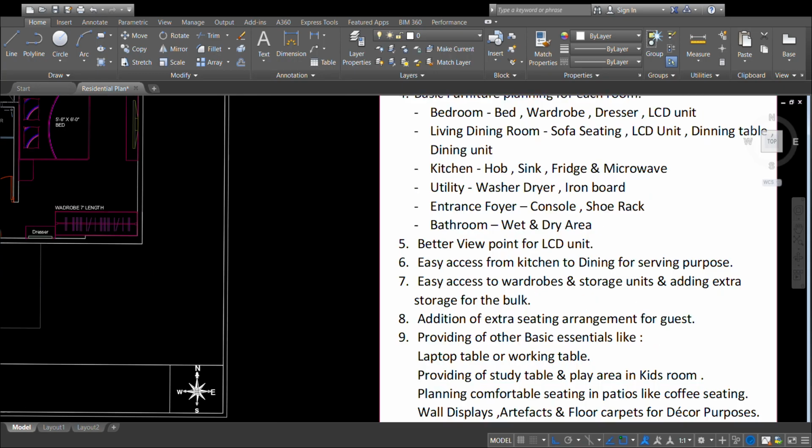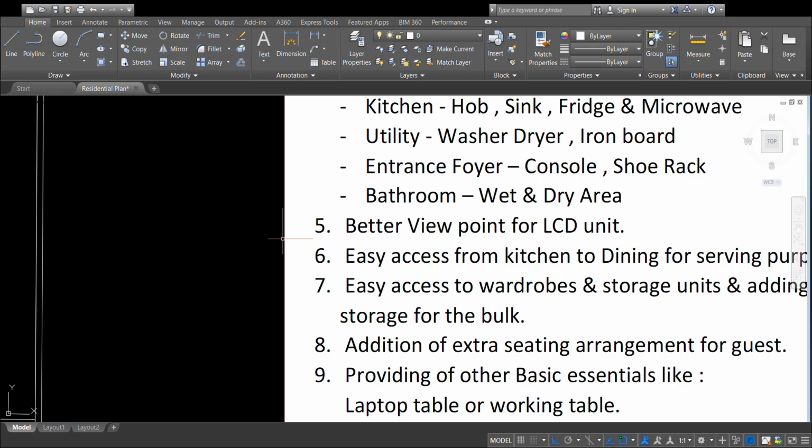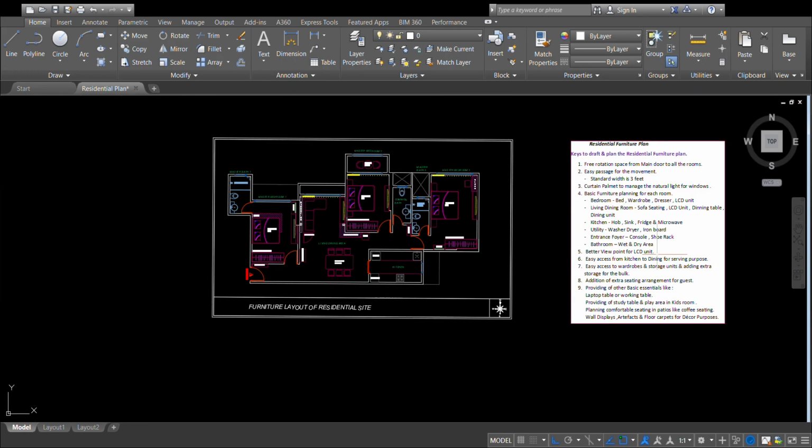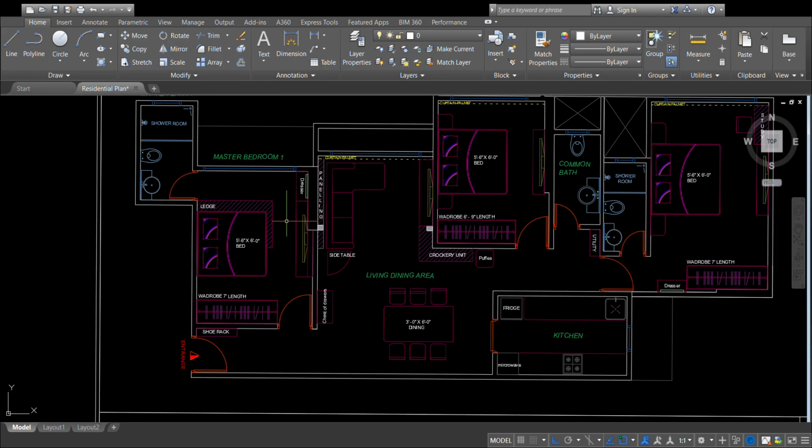So now we move on to our next point. Now what is the next point that the designer needs to consider while drafting the layout? Better viewpoint for LCD unit. Now this is something very important, like for the kids and for the guests and for everyone who is residing in the house. They want to have a very better viewpoint for the LCD.